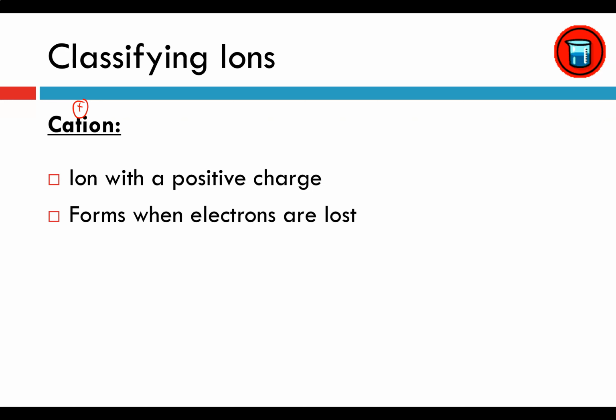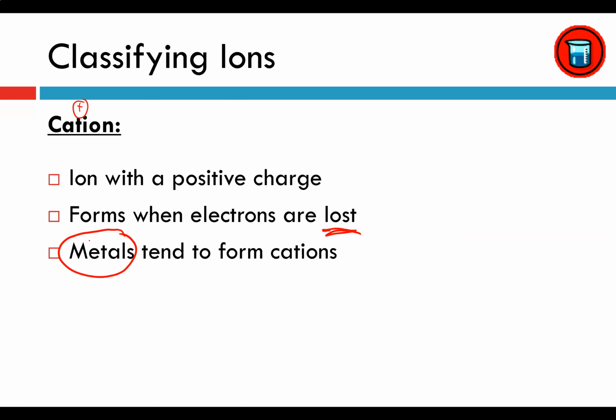Cations form when electrons are lost. We know that electrons have a charge of -1, so every time I lose 1 electron, that ion will become +1, lose 2 electrons, +2, lose 3 electrons, +3, so on and so forth. Sometimes it's weird for students to think about something being lost and the charge ending up positive. But remember, you're subtracting a negatively charged electron.